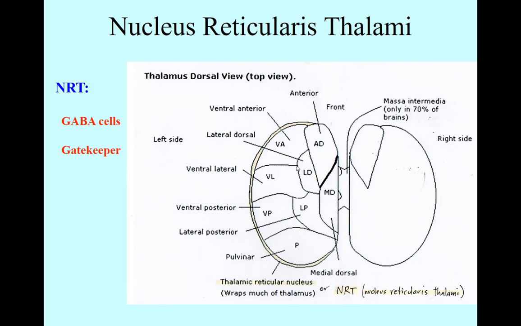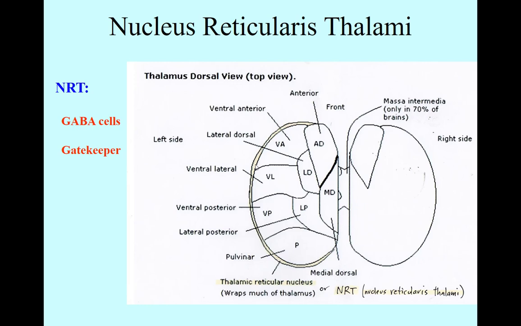Okay? What I want you to see in this slide is there is one nucleus that completely surrounds all the other nuclei. And that's called the nucleus reticularis thalami, or the NRT. The NRT is loaded with GABAergic cells.